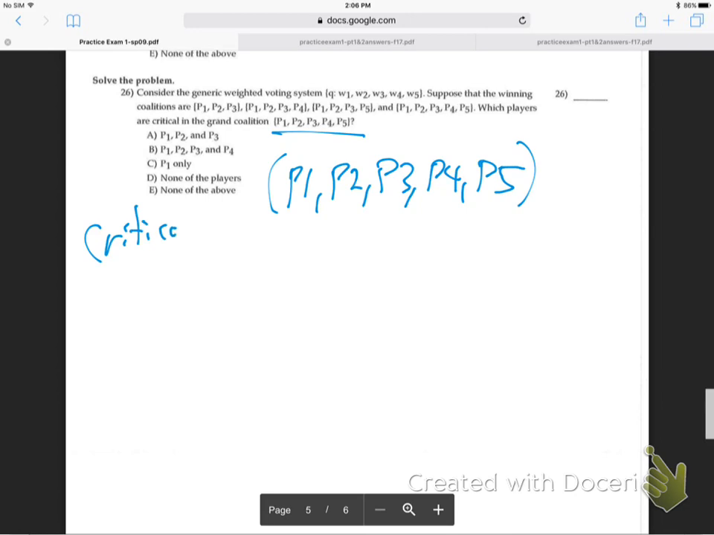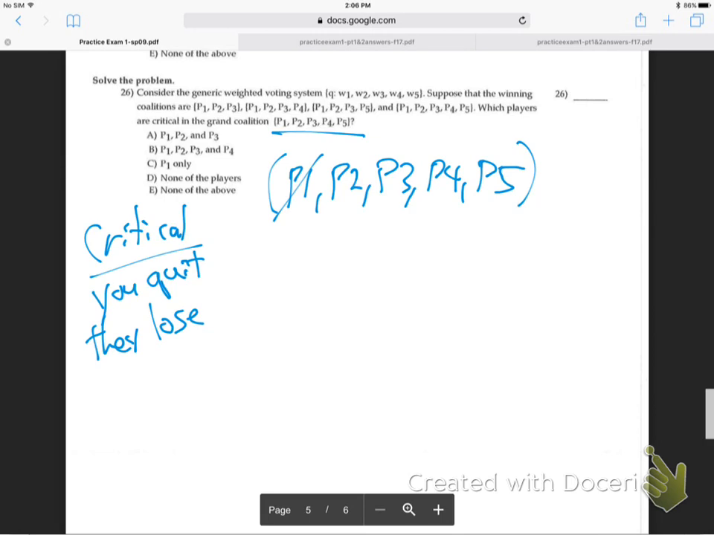Again, we've gone to this critical thing a million times. Make sure you're really crystal clear on critical. What does critical mean? You quit, they lose. Okay. So let's see. If P1 drops off of that team, it's a winning team. If P1 drops off, do they lose?